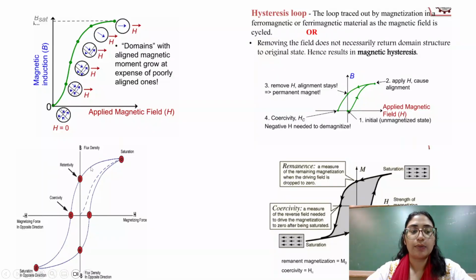But when you remove the magnetic field, they may get demagnetized, to an unmagnetized state. So when you apply it, they align themselves, but when you remove it, the alignment stays. If the alignment stays, it means they are permanent magnets, strong magnets. But in cases where the alignment doesn't stay, they demagnetize themselves, and we have this loop. It's called the hysteresis loop.